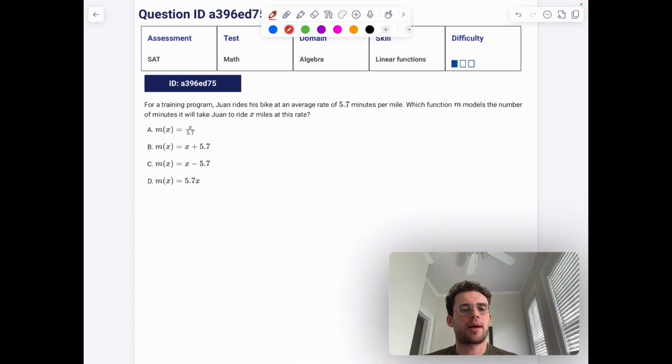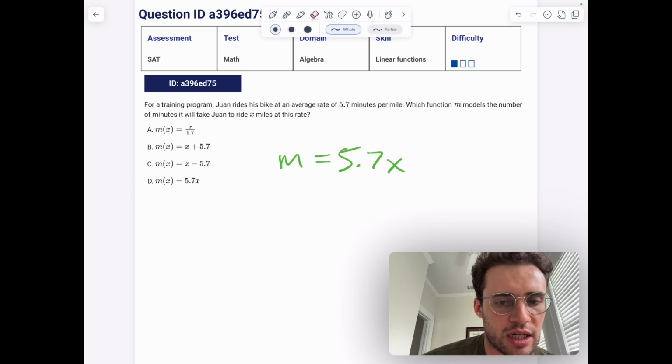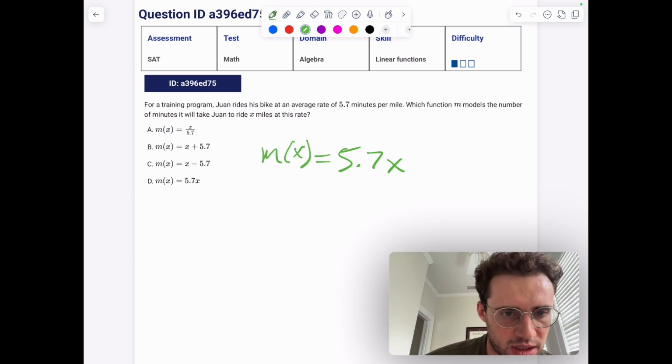For a training program, Juan rides his bike at an average rate of 5.7 minutes per mile. Which function m models the number of minutes it will take Juan to ride x miles at this rate? All right, well, it's 5.7 minutes for every mile. So you'd multiply 5.7 times the number of miles, and that will give you the number of minutes. And I guess they're using it as a function. So m of x is equal to 5.7x. Should be something like that.